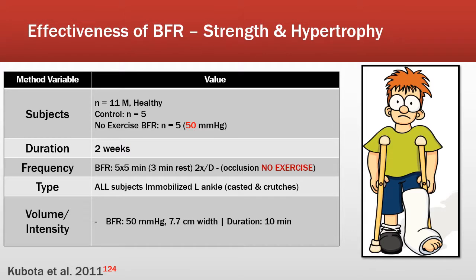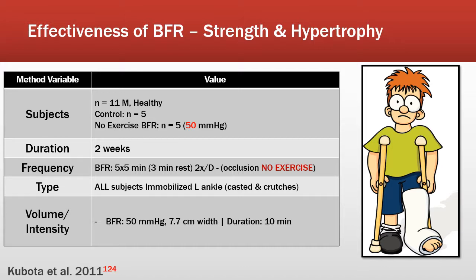Okay, so in fact, the same authors did this again. The one exception that they made is that they reduced the amount of occlusion. So they only occluded at 50 millimeters of mercury. That was the pressure, which for the lower extremity is extremely low in respect to blood flow restriction training. And they controlled it.